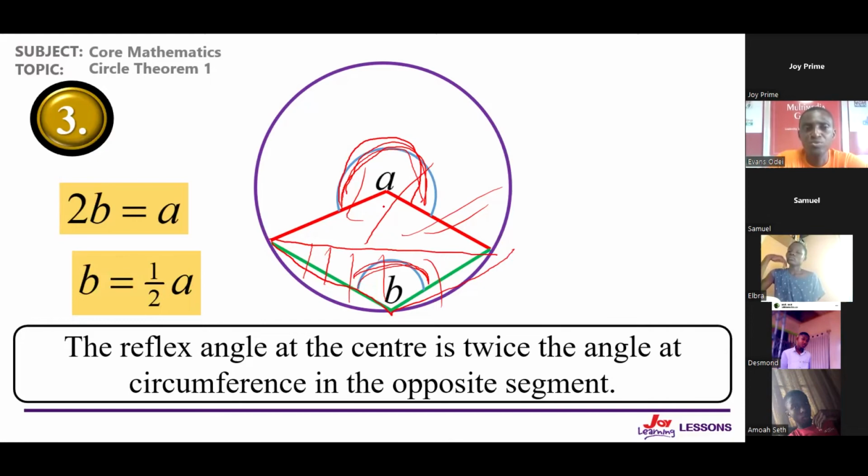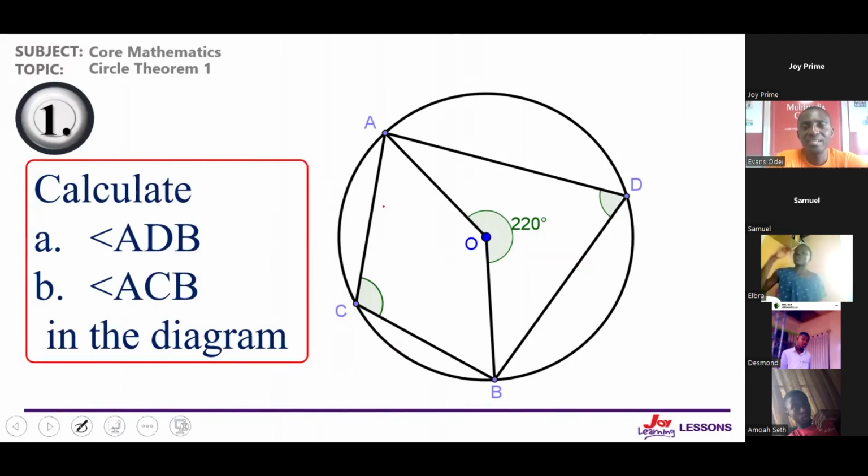Let's take one example under that. Let's say you are given this question and you want to find the angle ADB and angle ACB. Try it quickly.